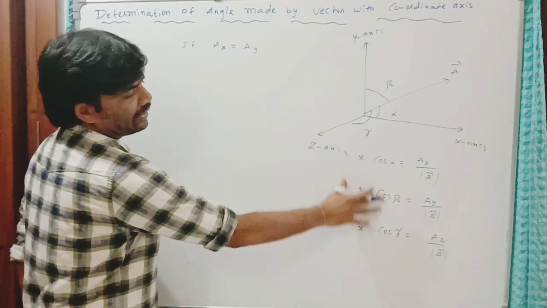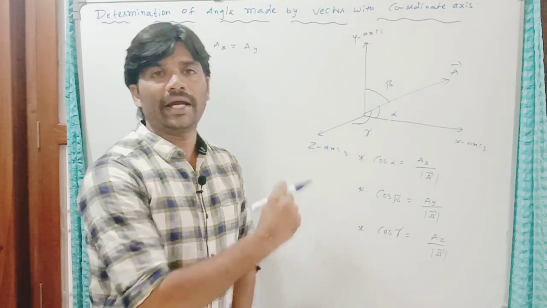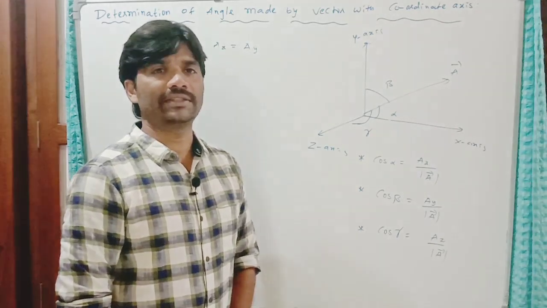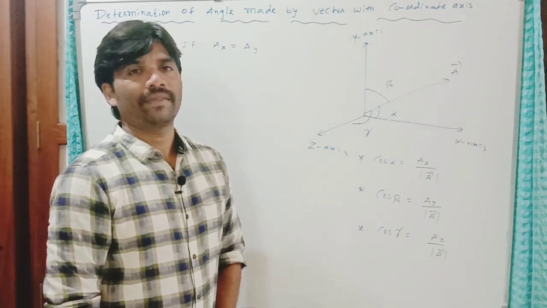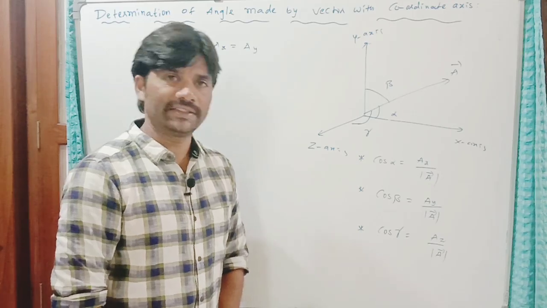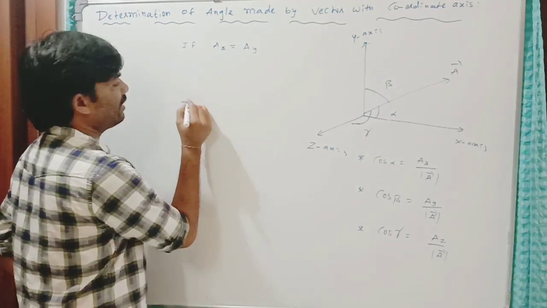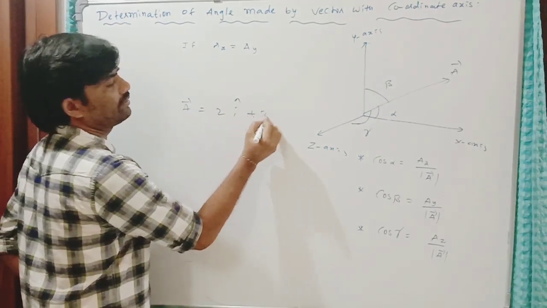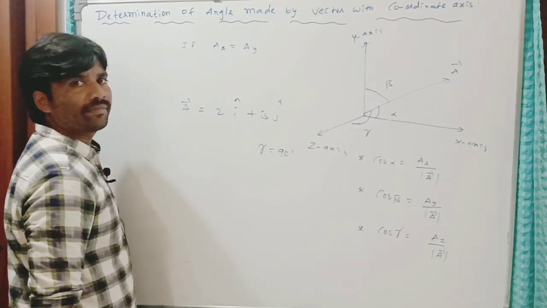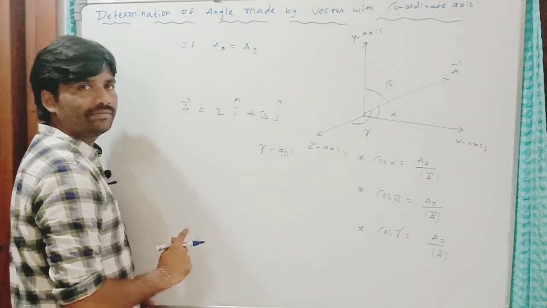If any component from these three is 0, that vector is perpendicular to that axis. If ax is 0, the given vector is perpendicular to x axis. If ay is 0, vector is perpendicular to y axis. If az is 0, it is perpendicular to z axis. If you have a vector like this, 2i plus 3j, definitely you can understand gamma is 90. And this vector is closer to what? Y axis, y component is more.